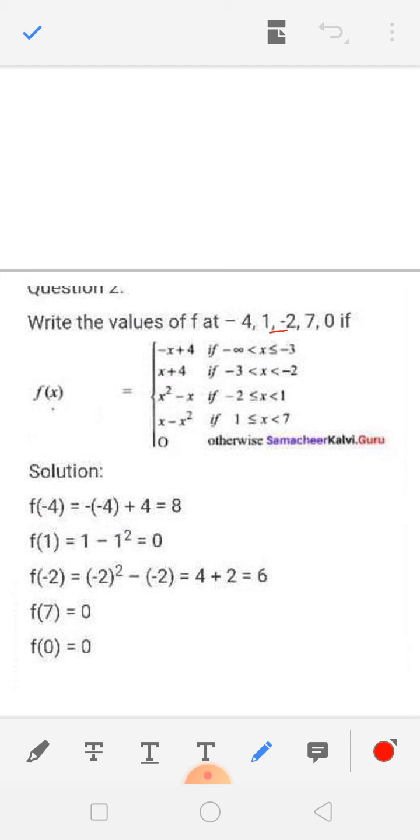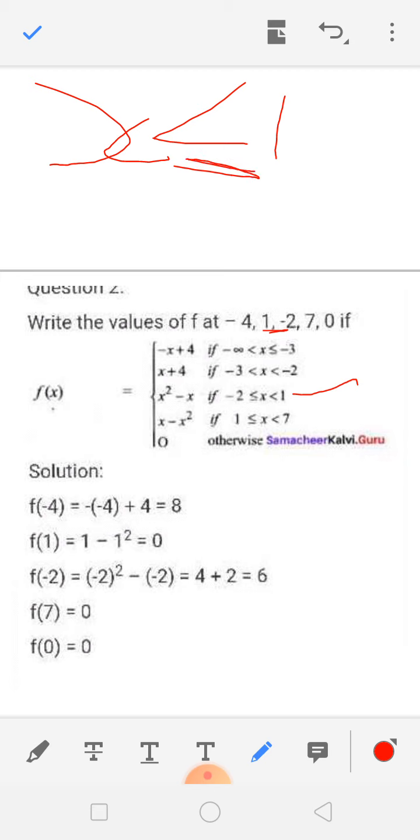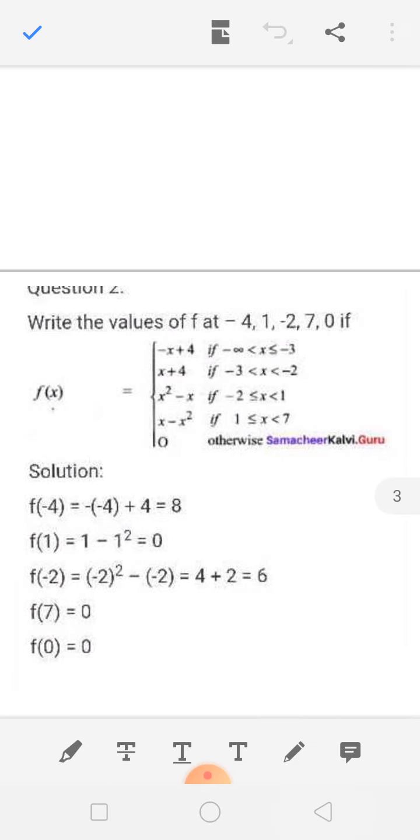What is the second one? It is 1. Look at this interval, where is the 1? Look at your third one. The last answer is x is less than 1. X is less than 1 means what? It means till before that one value. If I put x less than or equal to 1, it means you have to include that one also.